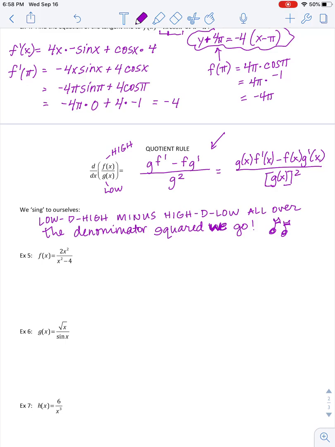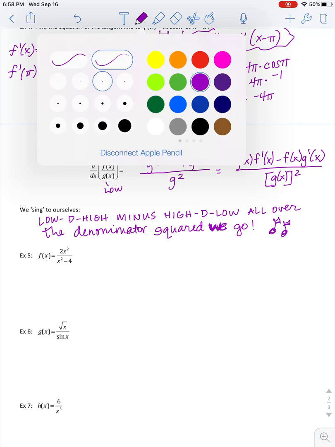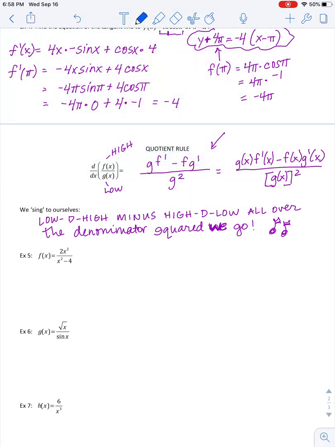Low-dee high minus high-dee low, all over the denominator squared we go. And that's how I sing it in my head. So enjoy it if you will, laugh if you must, but memorize it however you're going to do it.